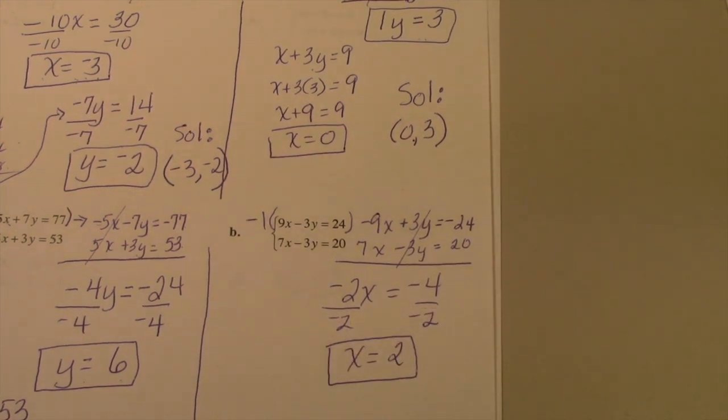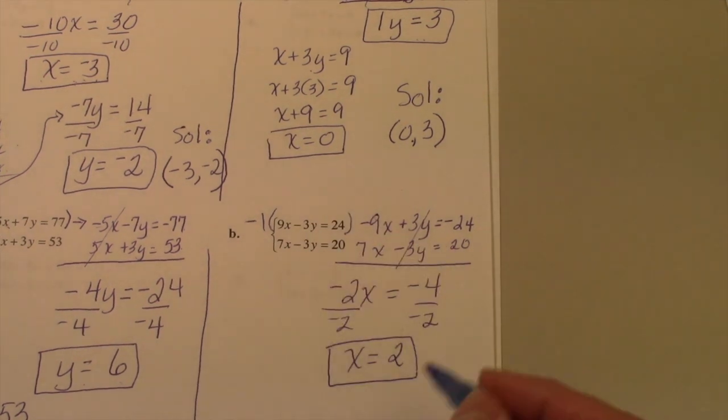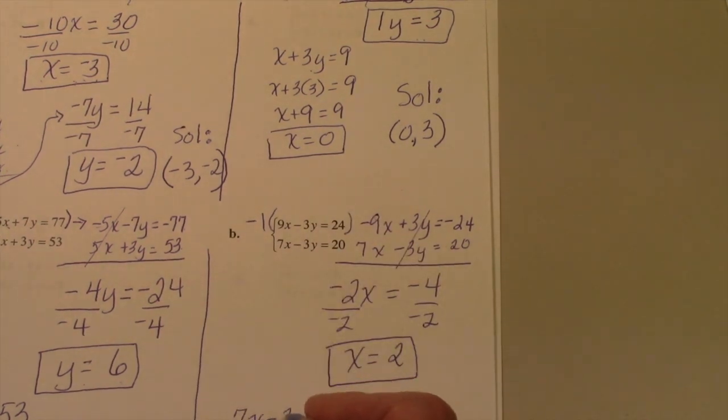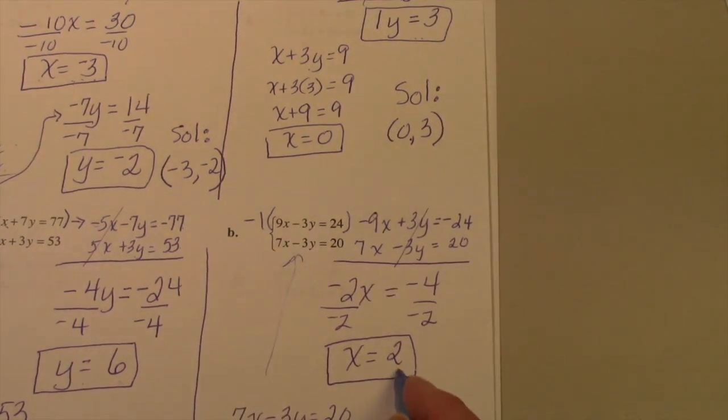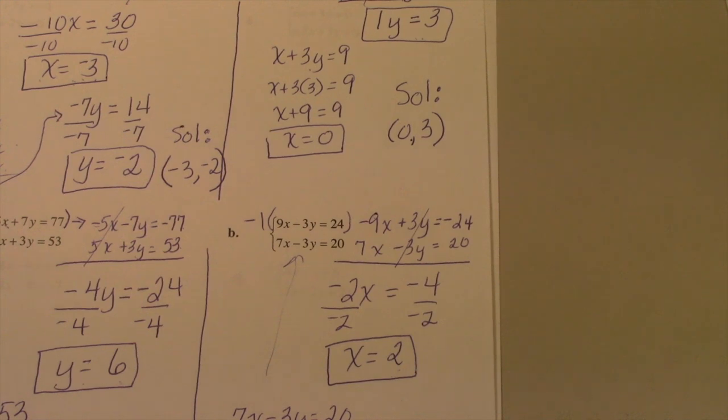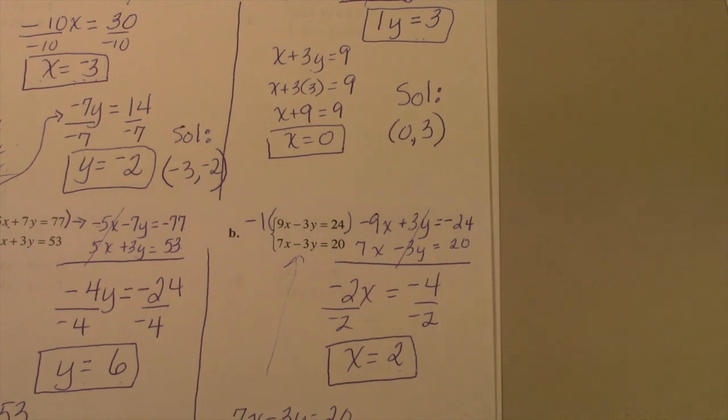Okay? Now find y. I'll do the second one. 7x minus 3y equals 20. See, I'm just copying it from there. And I'm going to say if x is 2. 7 times 2 minus 3y equals 20. 14 minus 3y equals 20. Subtract 14. Subtract 14. Negative 3y equals 6.